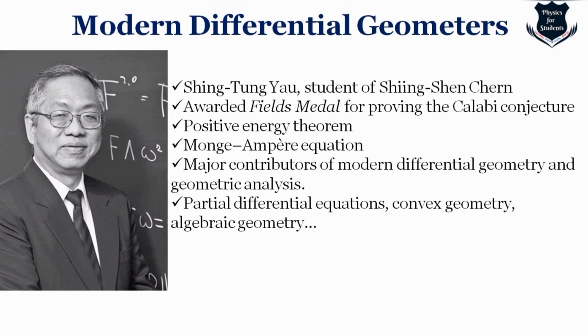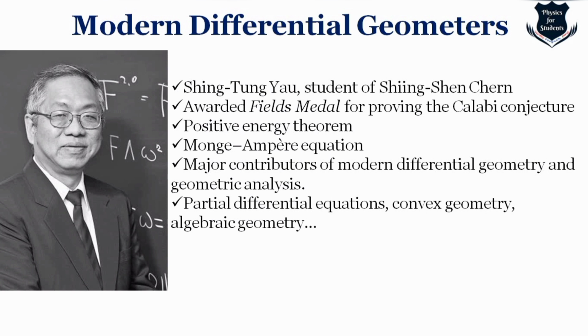He received his PhD in 1971 under Shiing-Shen Chern, and his most widely celebrated results are, one, the boundary value problem for the Monge-Ampère equation. Second would be the positive mass theorem, which refers to a collection of fundamental results of the general theory of relativity and differential geometry. It actually states that the gravitational energy of an isolated system is non-negative.